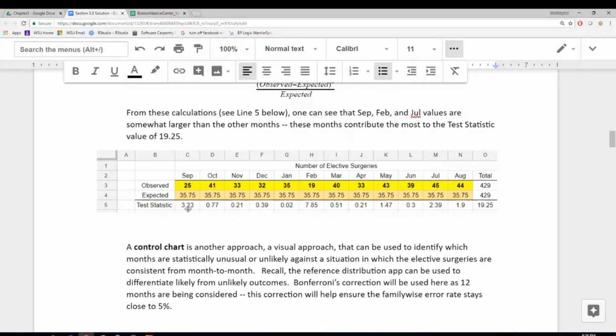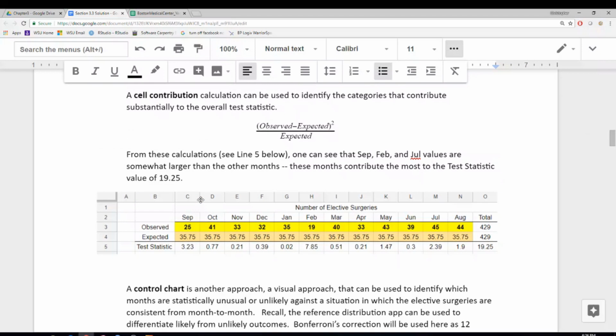Okay, so the 3.23, how was that obtained? I simply took 25 minus 35.75. I squared it, and then I divided that quantity by the 35.75. So September here is pretty far off from the expected. If we remember, February here is at 7.85. Again, we know that one is pretty far off from the expected. So this 7.85, or the cell contribution from February, is a pretty substantial part of this 19.